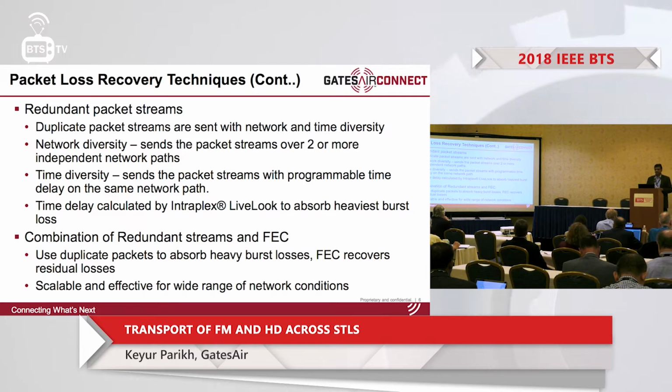So besides FEC, another popular technique is redundant packet streams. A lot of vendors, audio codec vendors, support some form of this. We all have our own technology names. We call ours stream splicing. So with our stream splicing, you can send this duplicate packet stream with both network diversity and time diversity. Network diversity is where you're sending these duplicate packets over diverse network paths, and we can send up to 3 different network paths. And time diversity is where you're sending these duplicate packets with programmable time delay, either on the same network connection or on a different network connection.